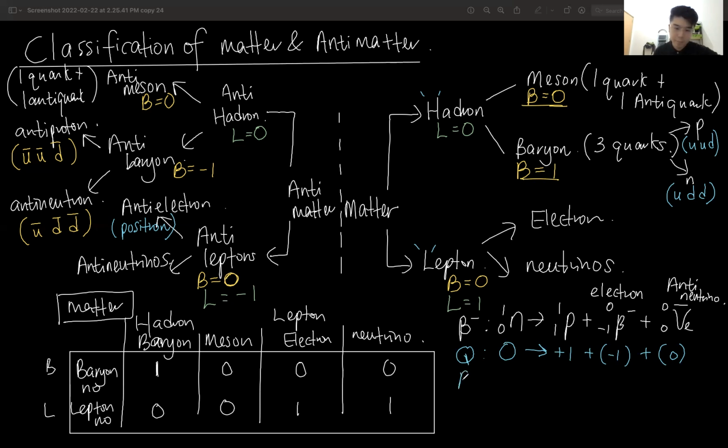Okay, see the baryon number, B. What is the baryon number for the neutron? Neutron is a baryon, so the baryon number of neutron is +1. Proton is also a baryon, so +1. Now, electron is not a baryon, so plus 0. And anti-neutrino is also not a baryon, plus 0. Conservation of baryon number: 1, same. Okay, conservation of lepton number.